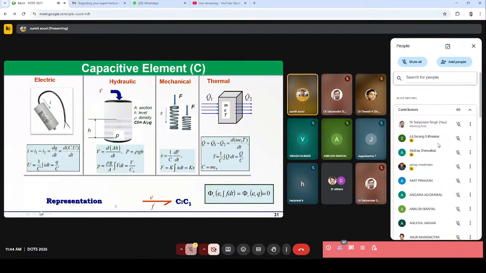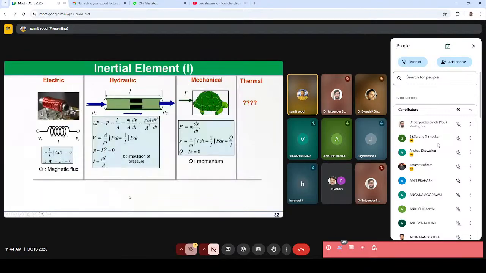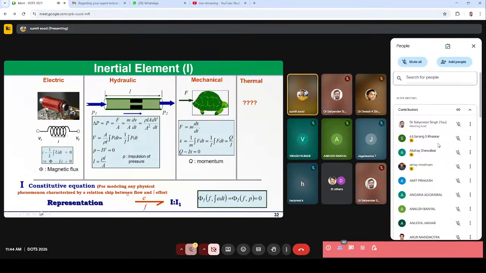So by definition, the C element is the element that stores energy, and its characteristic equation is the relationship between the effort and the integration of flow. This is the basic difference between the capacitive element and the inertial element: for the capacitive element, the relationship is between effort and the integration of flow. However, in the case of the I element, the relationship is between the flow and the integration of effort.